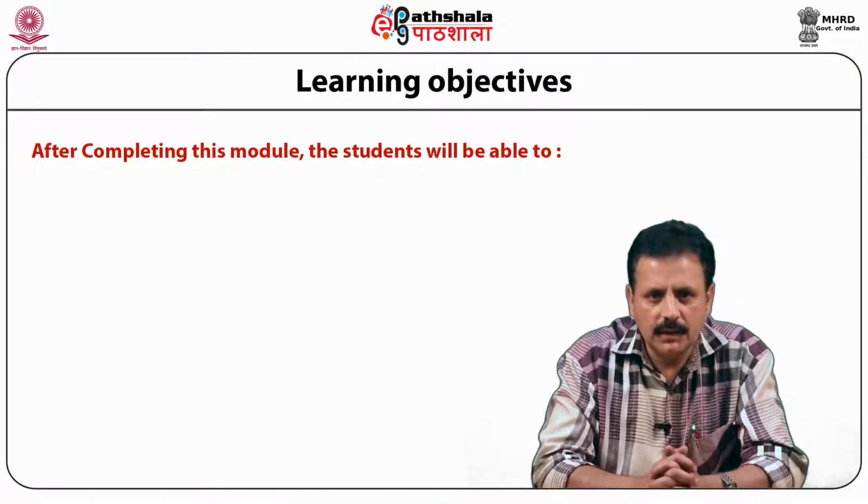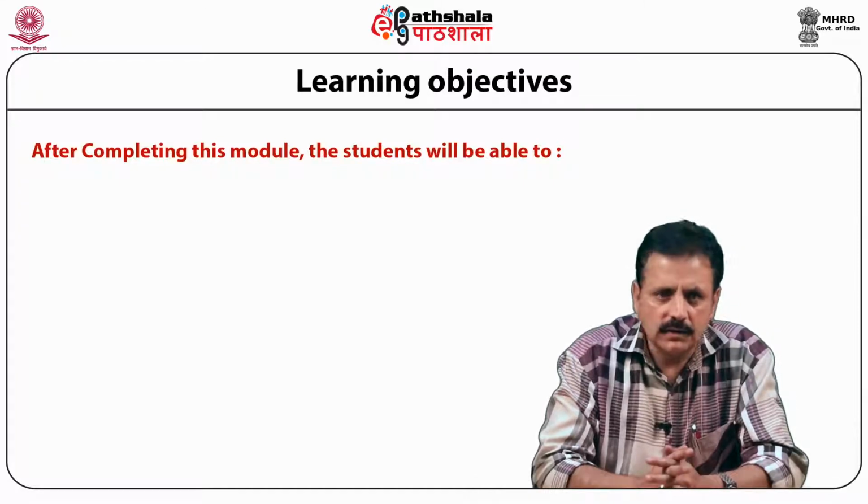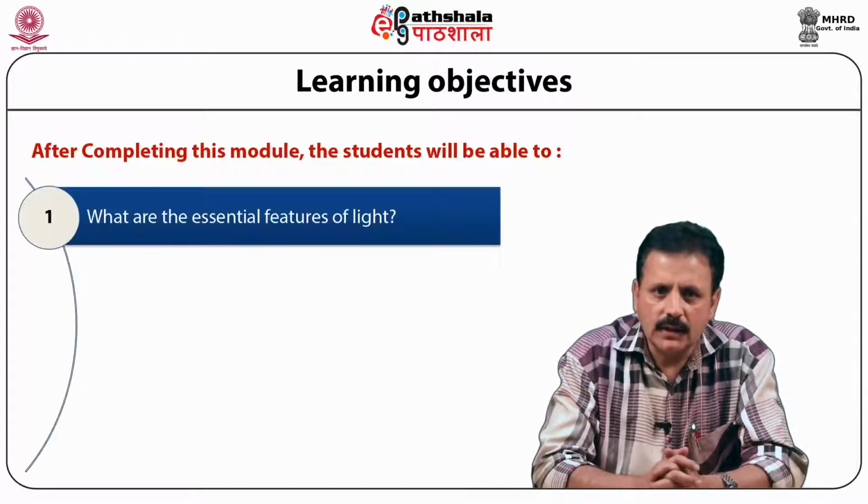Today we are going to talk on the module Basic Optical Definitions under the paper of Astronomy and Astrophysics. After completing this module, the students will be able to answer the following things. What are the essential features of light?